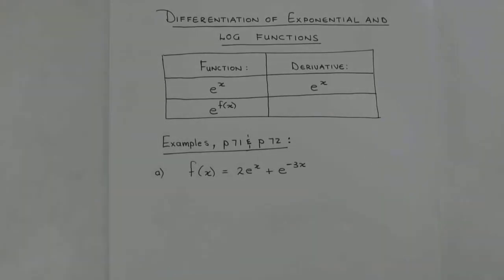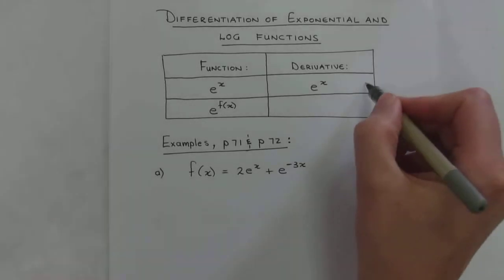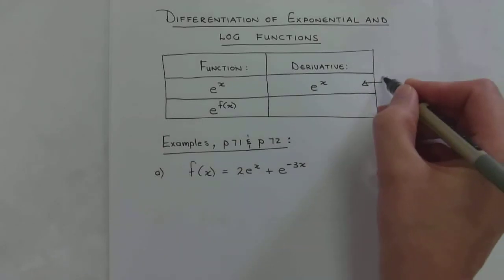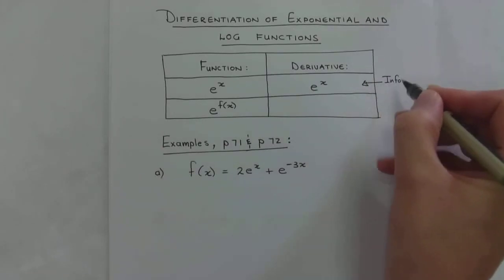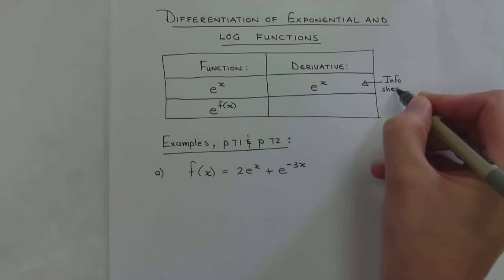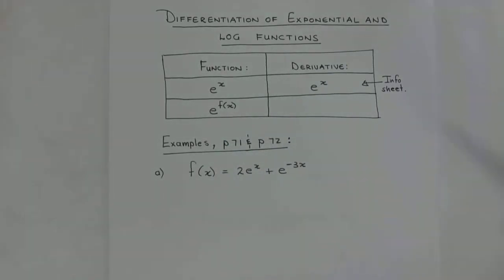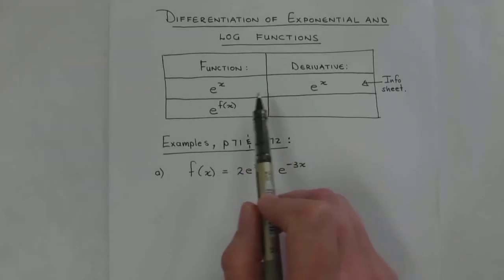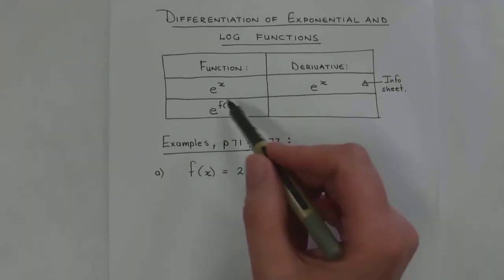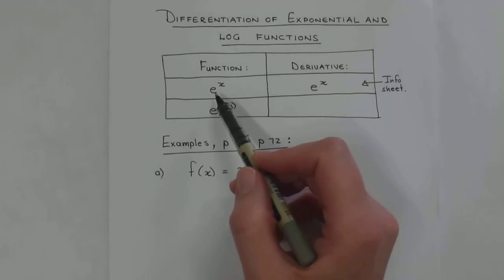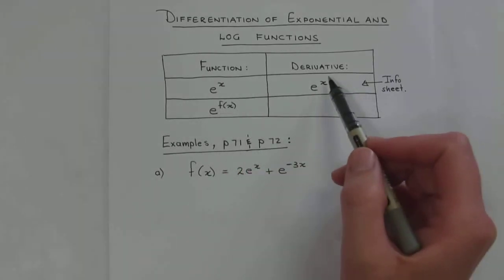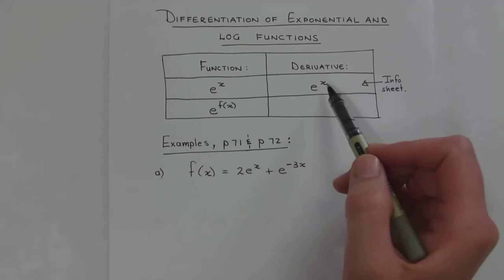Now on your formula sheet, this one right there is on your information sheet. So you don't have to worry about that. I'll show you the information sheet just now, just so you can check that. This one is on the information sheet. And we already discussed this in the previous video, where we said if the function is e to the power of x, then the derivative of that function is also going to be e to the power of x.